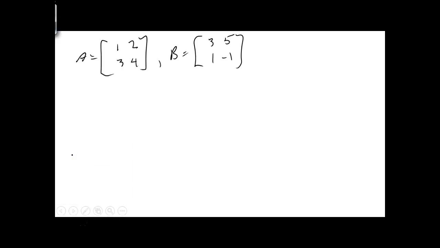It says calculate AB transpose. What are you going to do first? Multiply A times B. So let's do that. What size will that be? 2 by 2. Not going to be too hard to do, is it? Where do you begin? First row, first column. What would that give you?